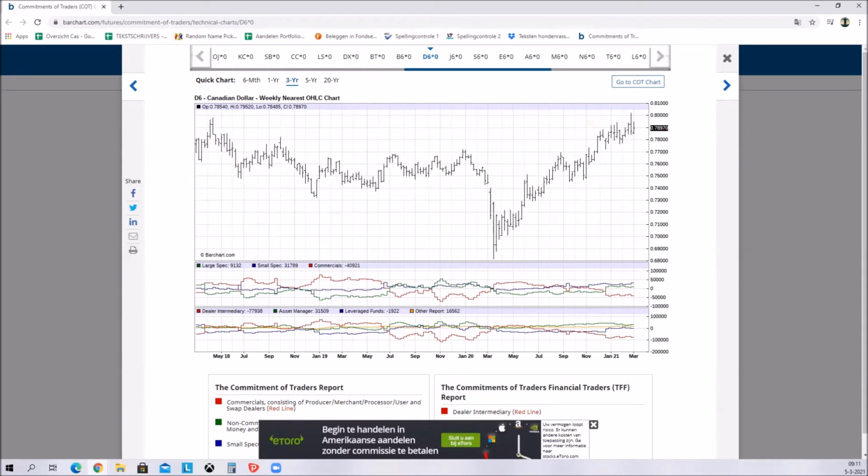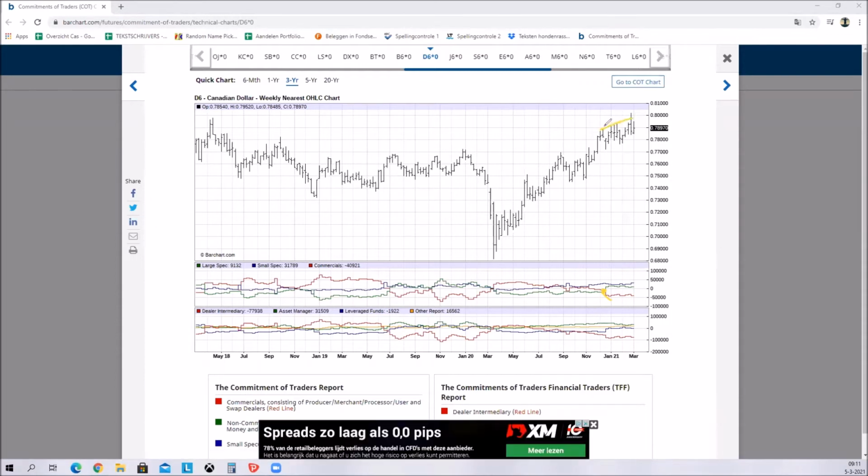But what I want you to notice is this. Hold on, I should pick a different color for that. Let's make it yellow. There we go. So over here is where the commercials started going short, and that's over here on the chart. And as you can see, it's the beginning of a distribution range. So the commercials are shorting the Canadian dollar and have been building a short during this entire distribution range.